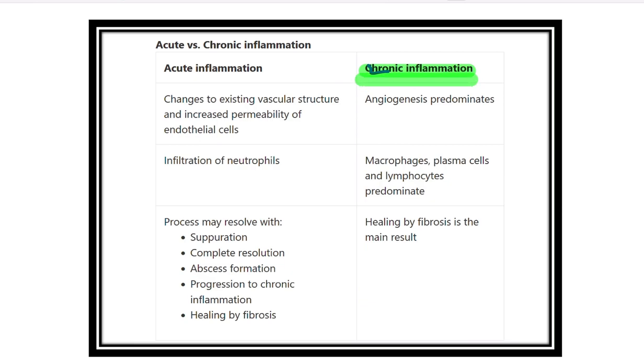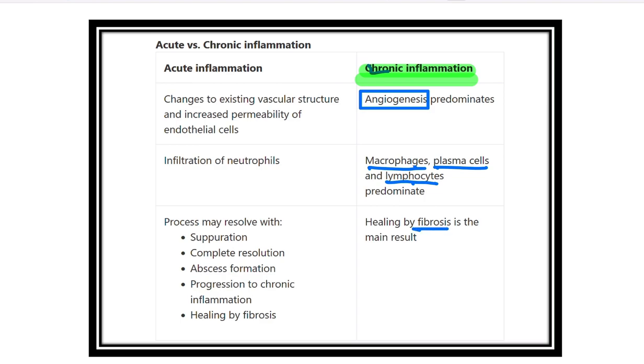So when inflammation is present for a longer time, different types of changes occur. First of all, we can see angiogenesis. What is angiogenesis? Angiogenesis is the formation of new vessels. And the chronic inflammatory cells are mainly lymphocytes, macrophages and plasma cells. It is very, very important for any type of exam that the chronic inflammatory cells are the lymphocyte, macrophage and plasma cell. And they are healed by fibrosis.